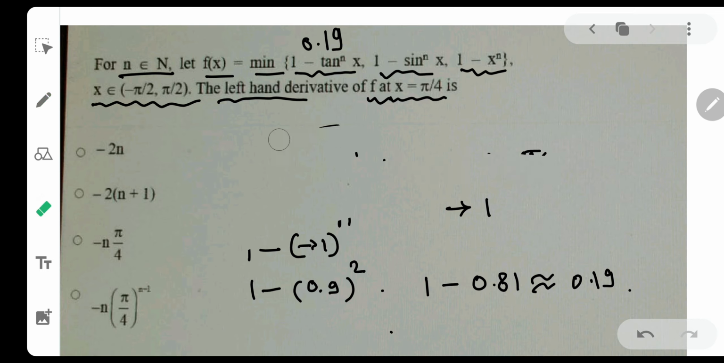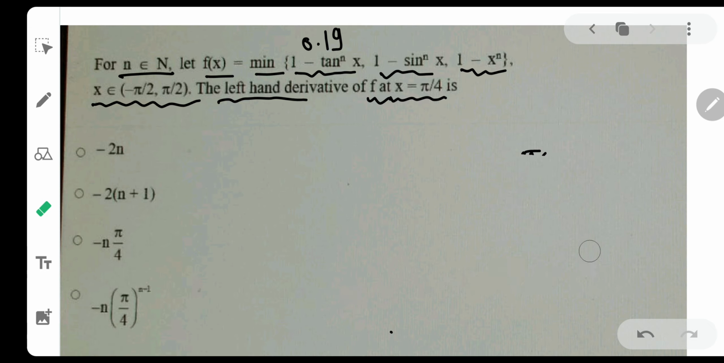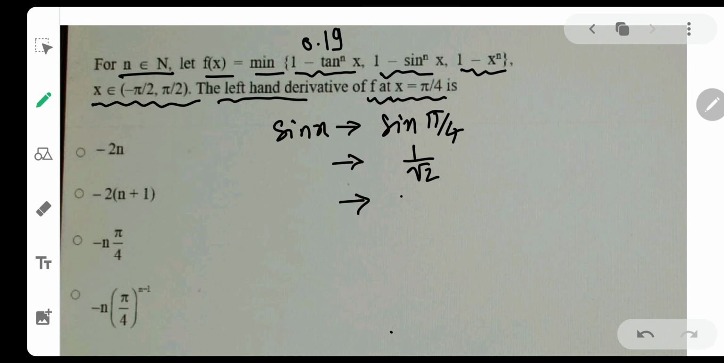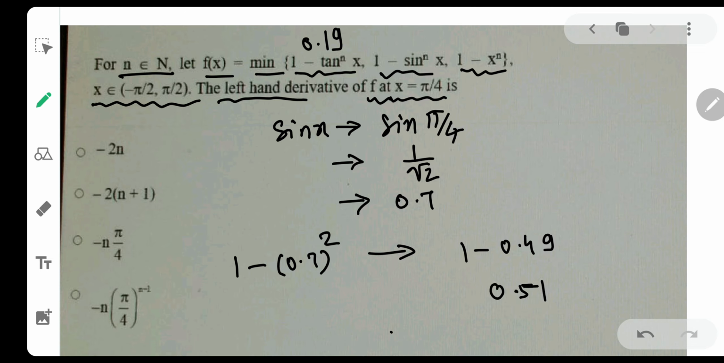Then let us say x tends to pi by 4. So what will be sin x? Sin x will be tending to sine of pi by 4, and sine of pi by 4, everyone knows, is 1 by root 2, which is 0.7071. I am taking the approximate value 0.7 for your understanding. So it will be 1 minus 0.7 squared, which is 1 minus 0.49, equal to 0.51. So you got this one also.